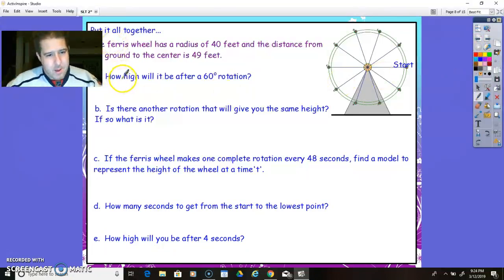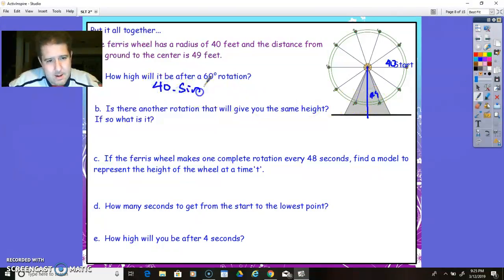Now, put it all together. How high will it be after a 60-degree rotation? First I need to find the degrees per second. Actually, no, this is not time. Sorry. The Ferris wheel has a radius of 40 feet and a center height of 49. So that's radius times sine of 60 plus the center height. 40 times sine of 60 plus the center height of 49 is 83.6.